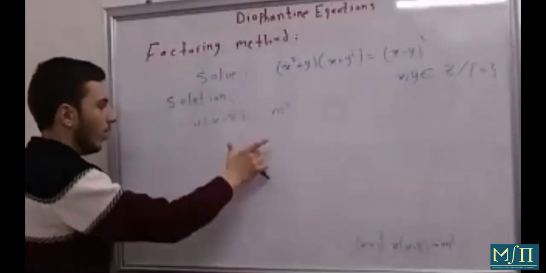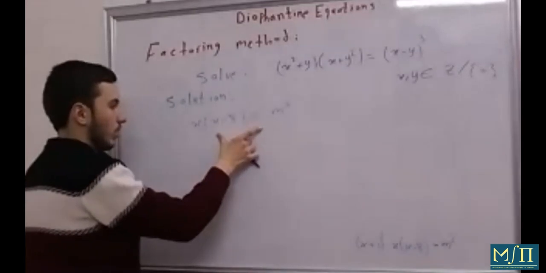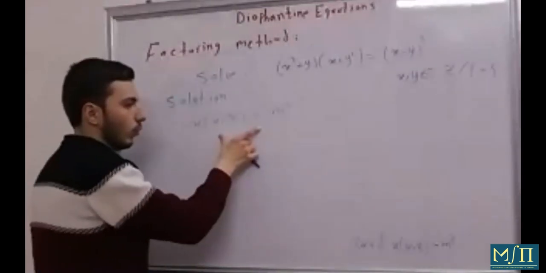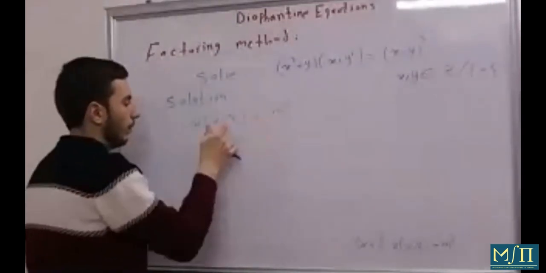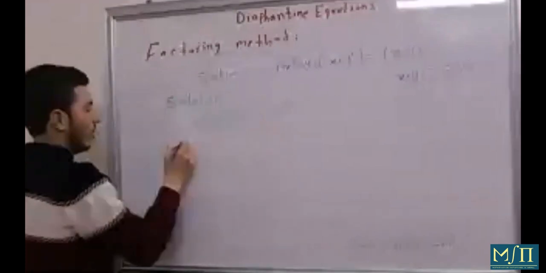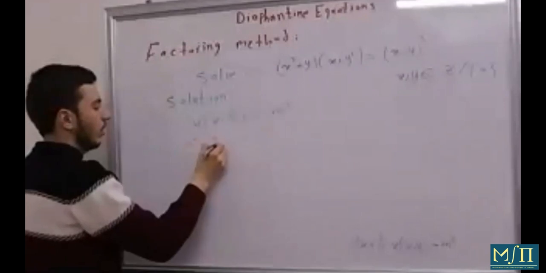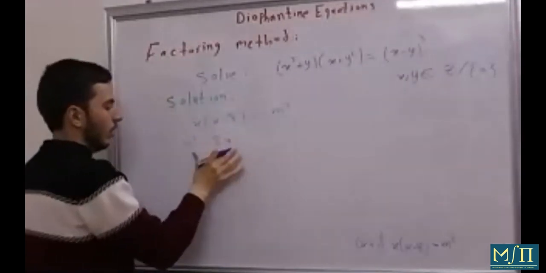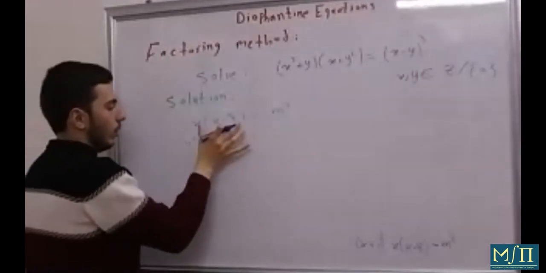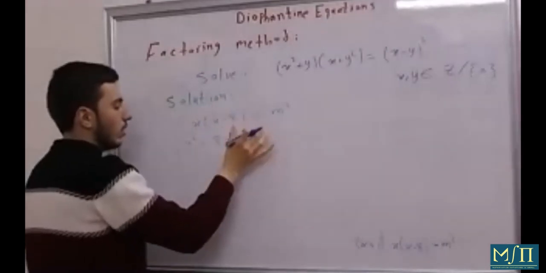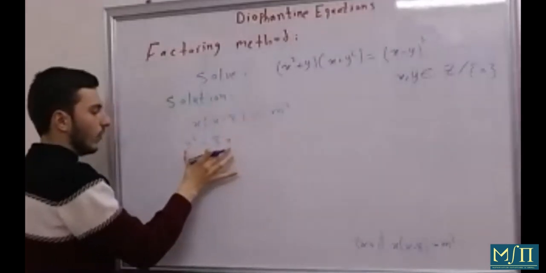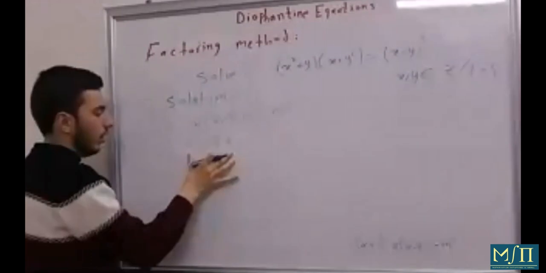Okay, so how can we factor this? Well, the idea is very simple. We will complete to a perfect square. Since the left-hand side is x squared minus 8 times x, what should we add to both sides to get a perfect square on the left-hand side?